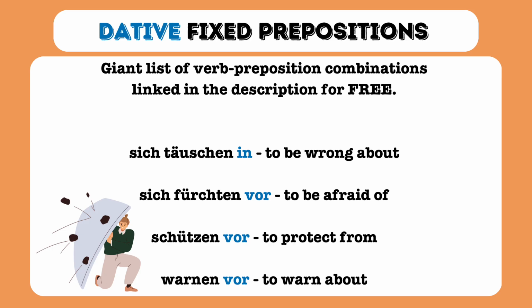Again, there is a huge list of these verbs and prepositions that are combined like this, and if you want a real list of that, there is some linked in the description, but here are a few of the more popular ones. Sich täuschen in, to be wrong about something. Sich fürchten vor, to be afraid of something. Schützen vor, to protect from, and warnen vor, to warn about.